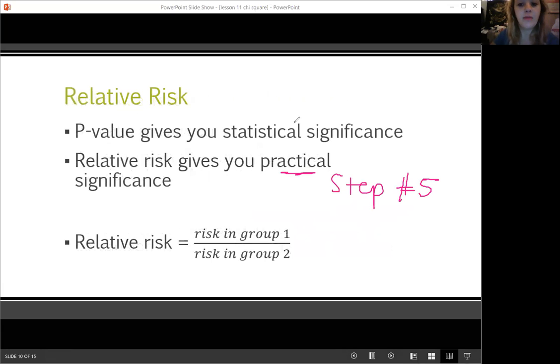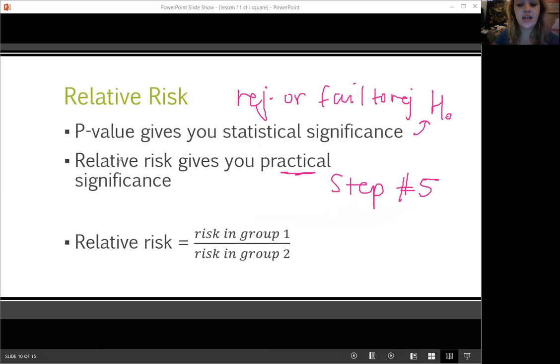So our p-value, remember, gives you statistical significance. So you're either going to reject or fail to reject our null. And that's what our statistical significance is. But then relative risk is going to be comparing the risk of a particular outcome in 2 different groups here.